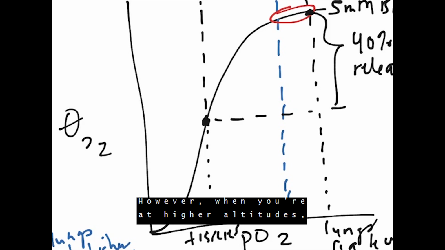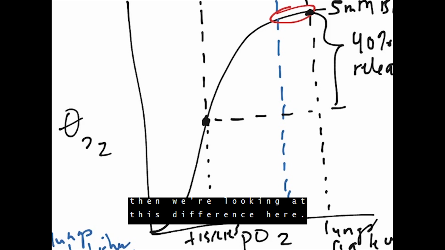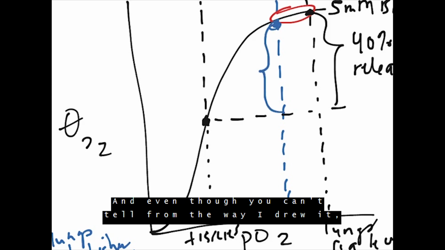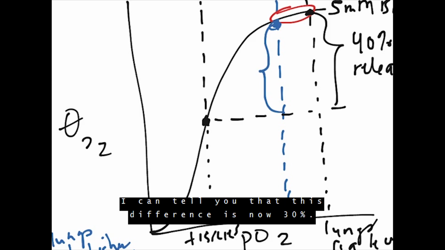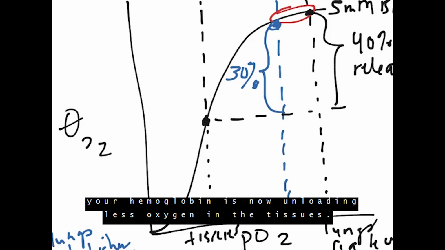However, when you're at higher altitudes, and maybe I didn't show this super awesomely, then we're looking at this difference here. And even though you can't tell from the way I drew it, I can tell you that this difference is now 30%. So at higher altitudes, your hemoglobin is now unloading less oxygen in the tissues.